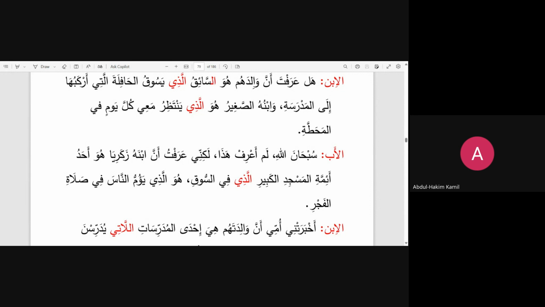Huwa ahadu a'immati al-masjid al-kabir. هو أحد أئمة المسجد. أحد أئمة المسجد. أئمة. Go straight to it. Bam, bam, bam. Go straight to it. أحد أئمة المسجد الكبير الذي في السوق وهو الذي يؤم الناس في صلاة الفجر.